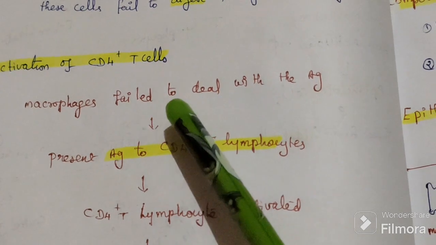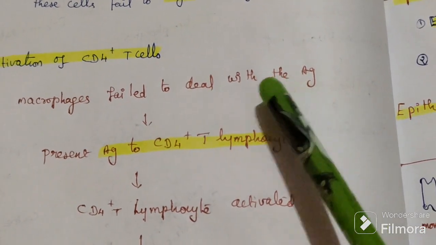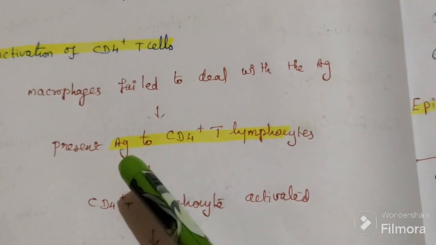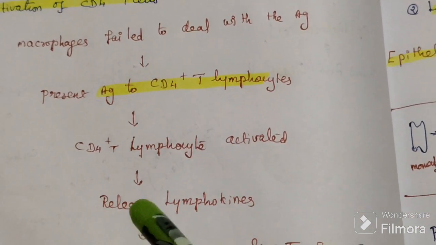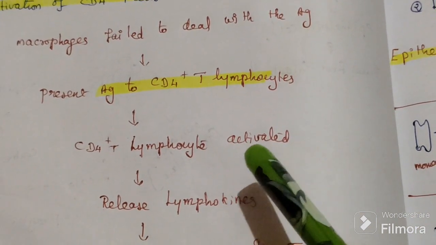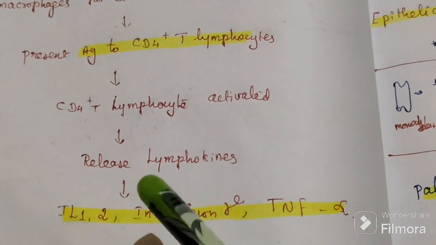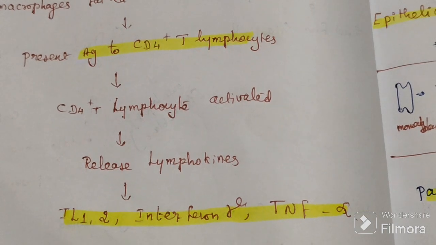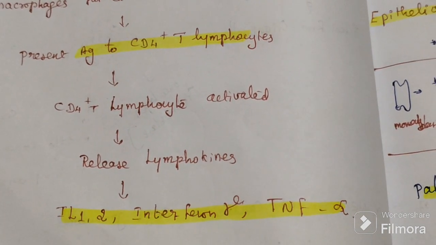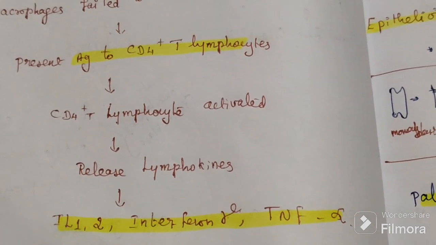So the macrophages failed to deal with this antigen, so they present the antigen with the help of CD4 helper cells. It will activate the lymphocytes, releasing lymphokines, some chemicals. What are the chemicals? Interleukin 1 and 2, interferon gamma, then TNF alpha.